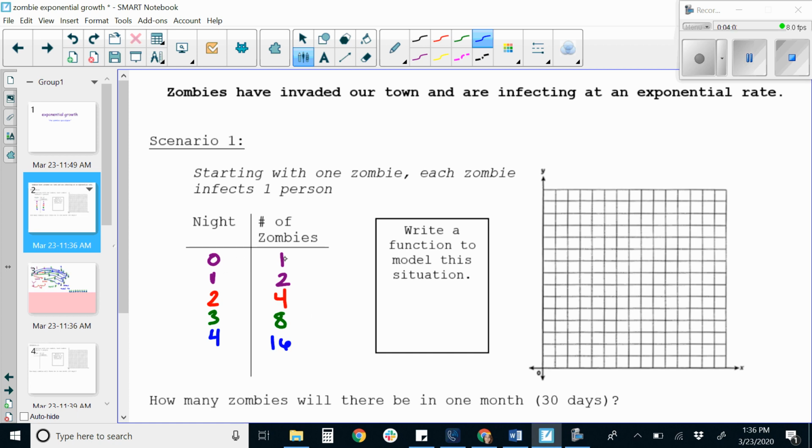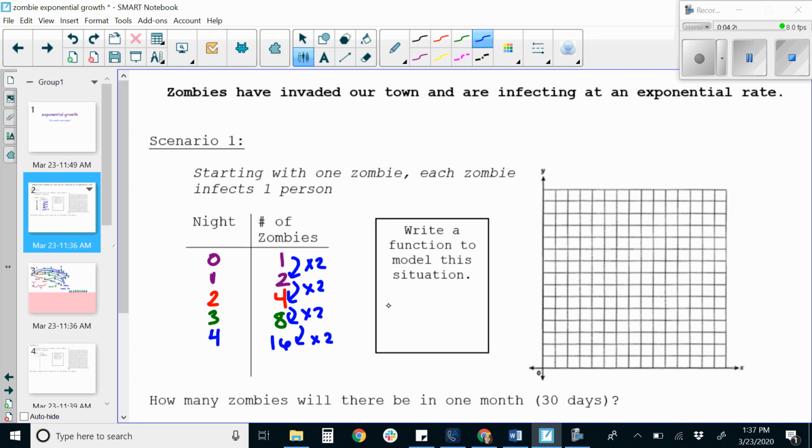With linear equations, you look at the difference, like +1, +3, or +2, +4, but that's not what's happening here. Most of you are going to say, oh, they're doubling, so this is times 2. This is times 2. This is times 2. So each night it's going up by a factor of 2.